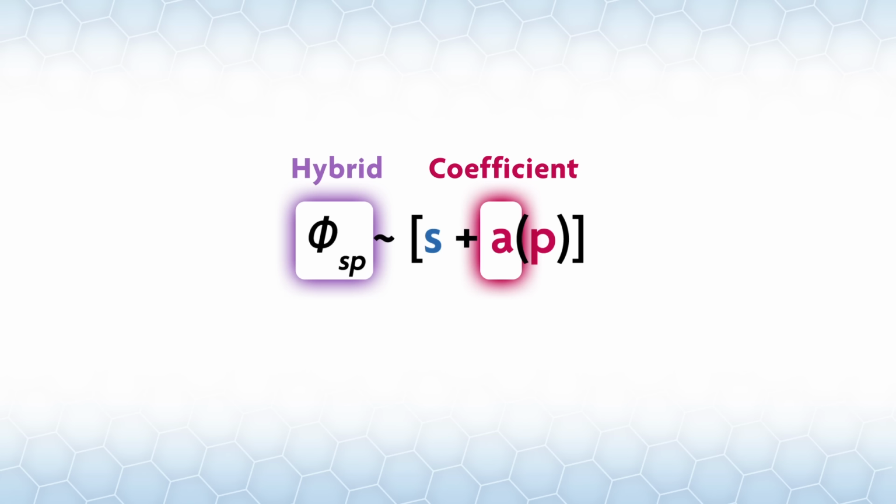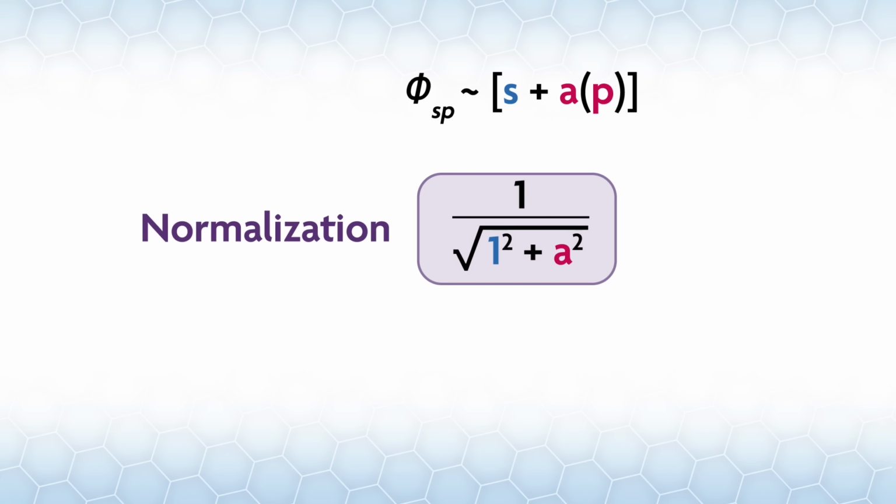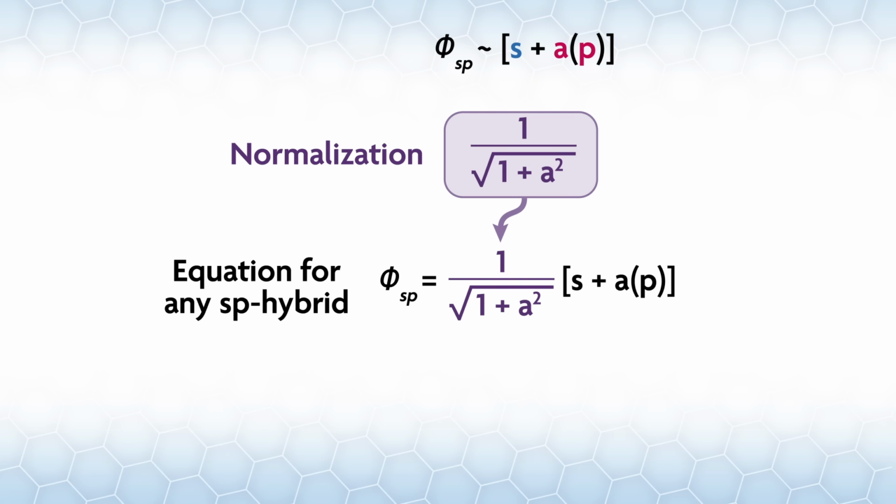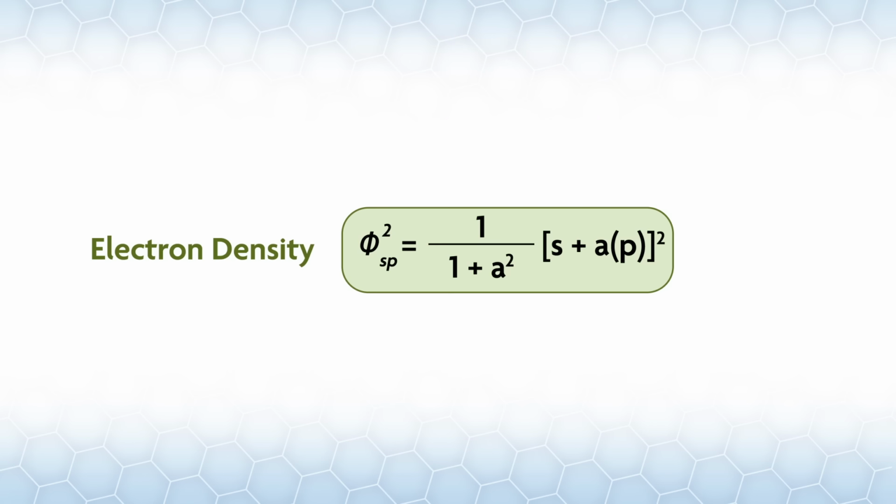You fix this in hybridization theory the same way you fix it in generating SALCs in MO theory, by normalizing the function. The equation for normalization is that you take 1 over the square root of the sum of the squares of the coefficients of the function. The coefficient in front of s is an implied 1, and the coefficient on p is a, so here's the normalization. Adding this to our function gives the equation for any sp hybrid. If we square this equation, we get the electron density, or sometimes it's called the probability density, of the hybrid.